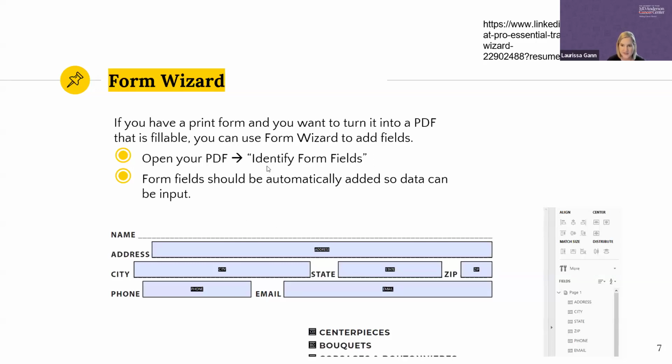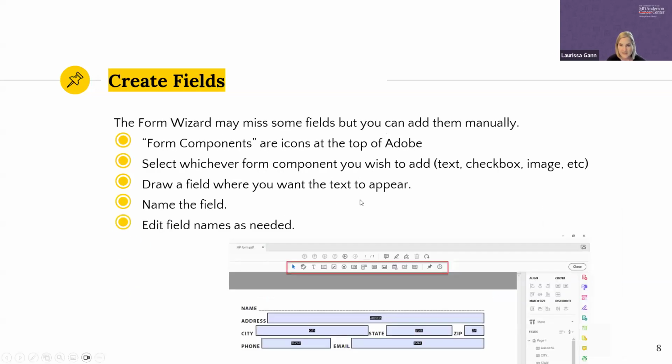So what do we do if the form wizard misses a field? You can create some fields manually. Not your favorite thing to do probably, but it's really actually quite easy. So since you already have your form tools open, they have all these little icons at the top that pop up. These are the form components icons, what they call them. Select whichever component you want to add. So in this case, we didn't get the name form field. So I would add the text one, and I would just draw a box around the name section.